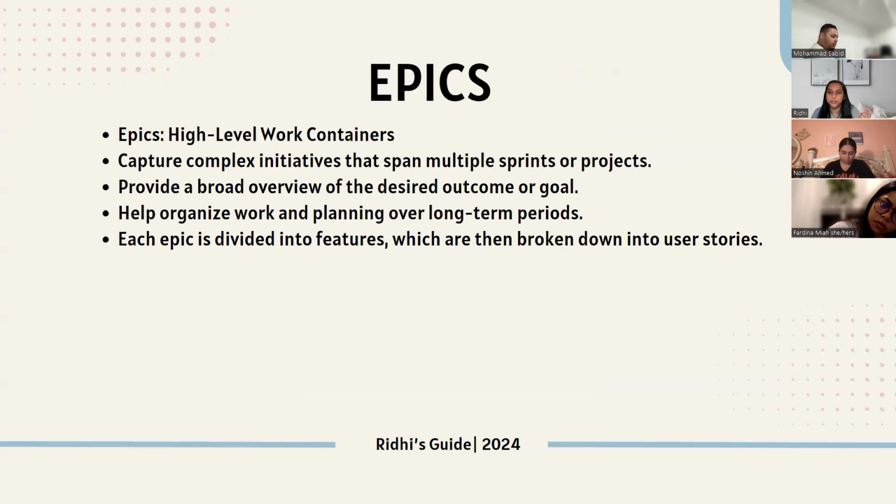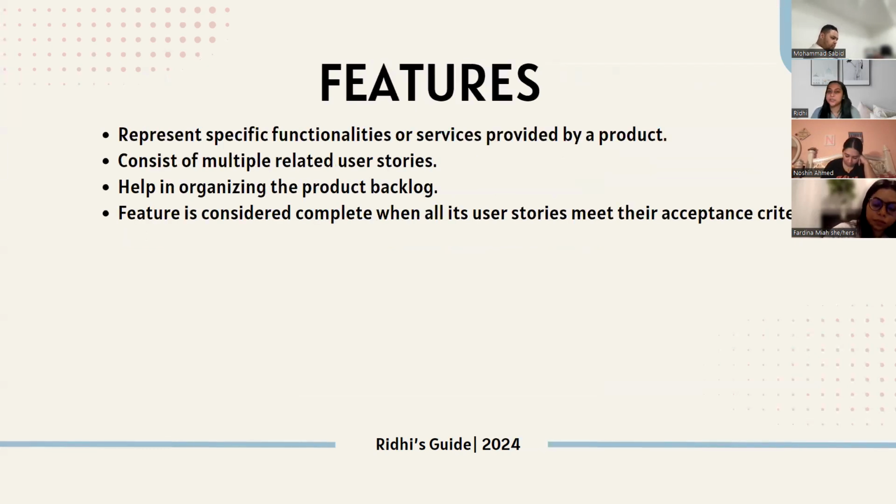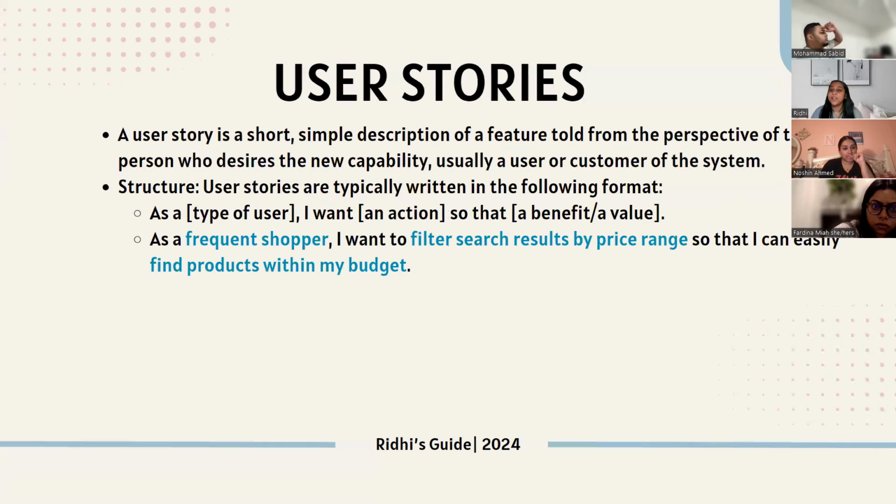First we have the overall epic, which is a very high-level work container. Within the epic, we have features, which are just specific functionalities of that service, like our actions. Under those features, we have user stories.